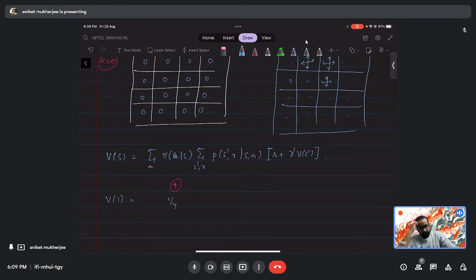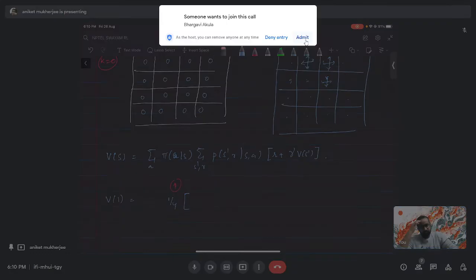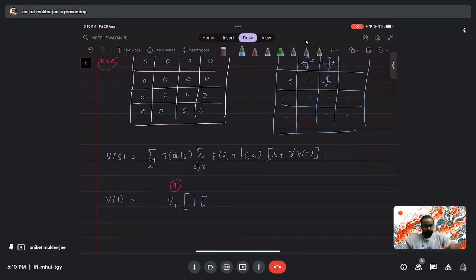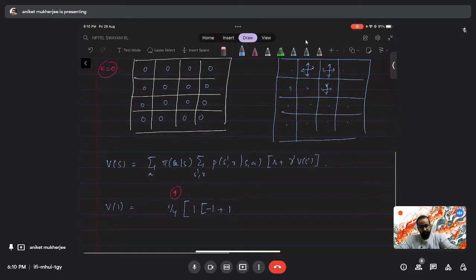Now the inside term. You have taken action up. So what is the probability you'll end up at what state, if you are in state 1? You'll go back to 1, with probability 1. What is the immediate reward that I get? -1. Plus my gamma is 1. Now where do I go to? It's still state 1, so use the previous iterate.